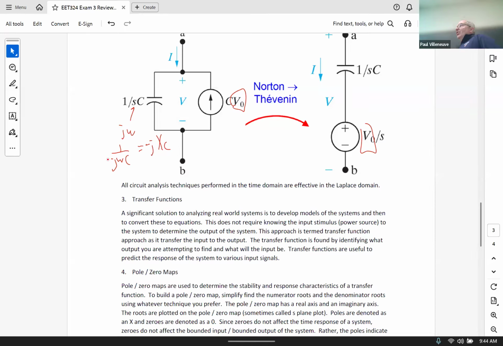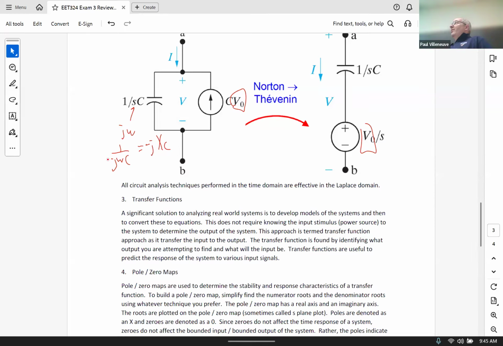All right, any questions on Laplace domain circuit analysis? Because we just do everything in the Laplace domain. And if we do everything in the Laplace domain, Thevenin, Norton, voltage divider, current divider, superposition, KCL, KVL, max power transfer, all those formulas or those approaches that we developed for the time domain are still valid in the Laplace domain. There is no change.